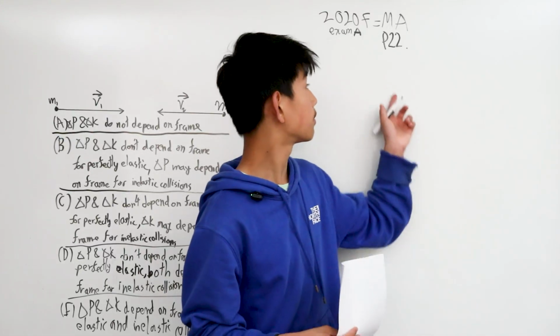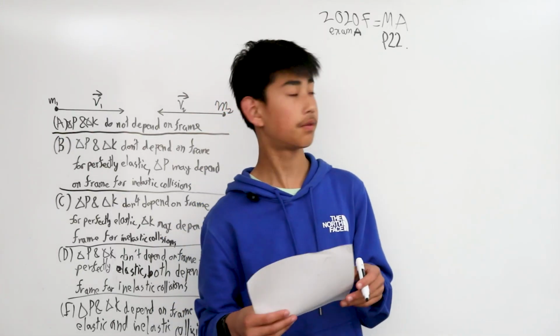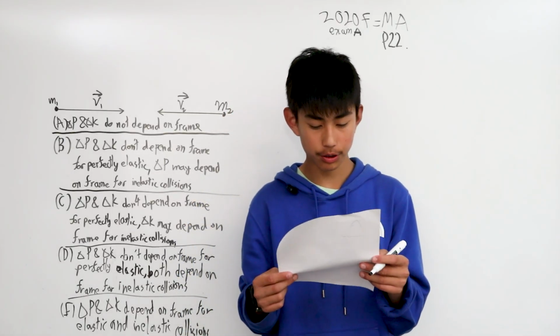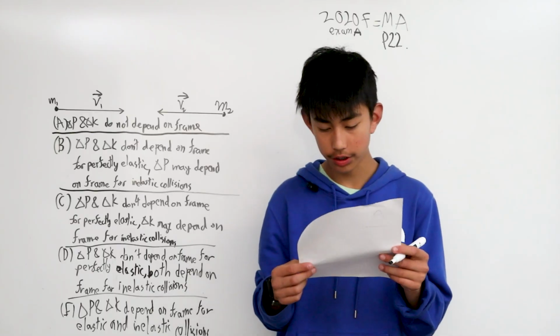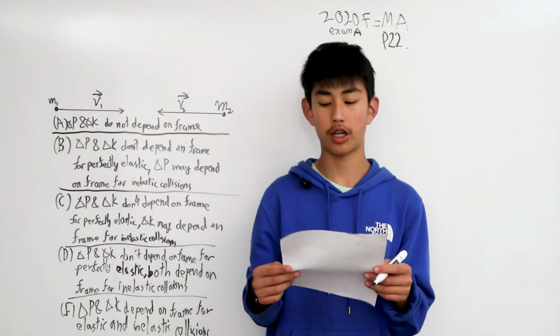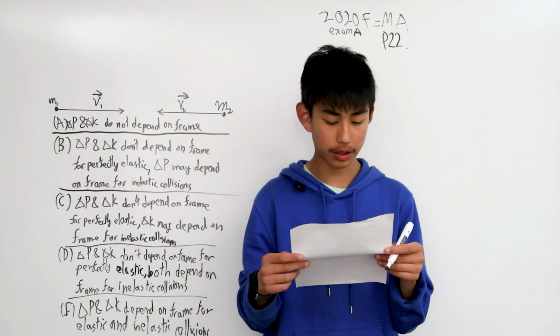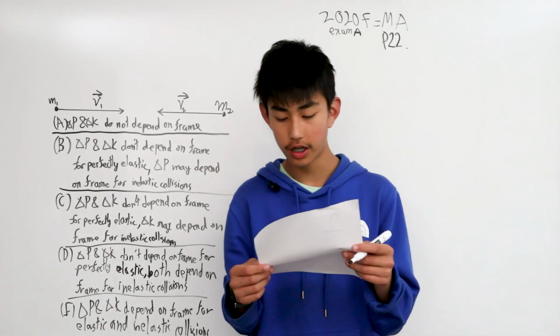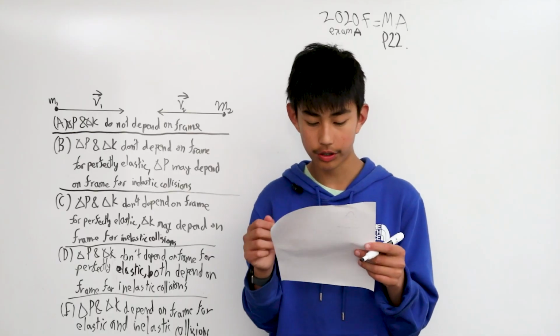We're solving problem 22 from the 2020 F equals MA exam A. A collision occurs between two masses. In each inertial reference frame, one can compute the change in total momentum, delta P, and change in total kinetic energy, delta K, due to the collision. Which of the following is true?